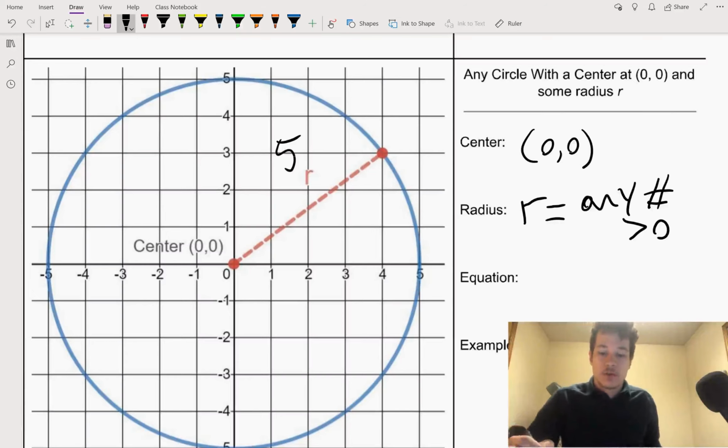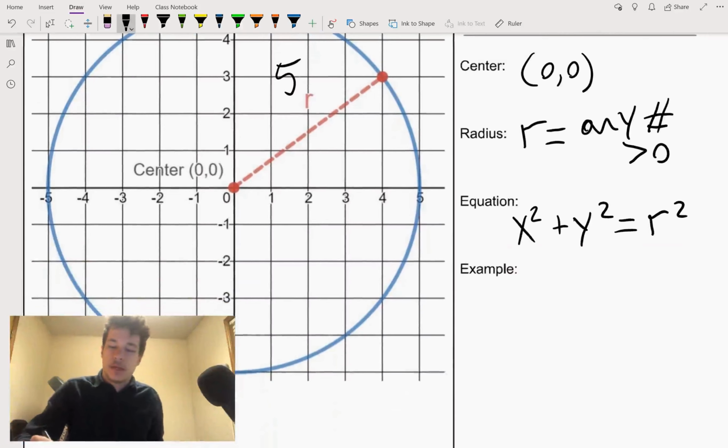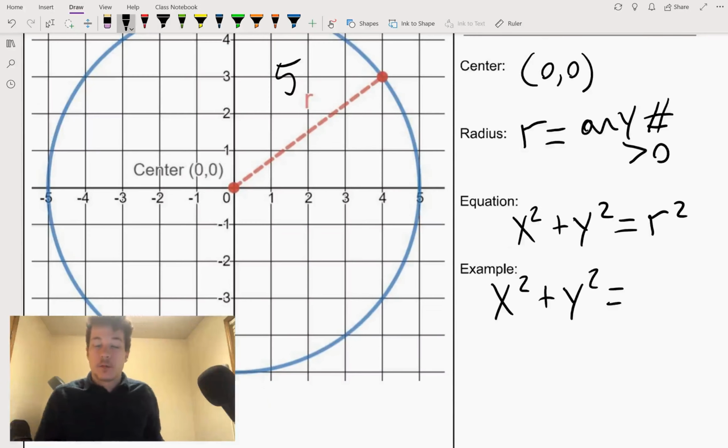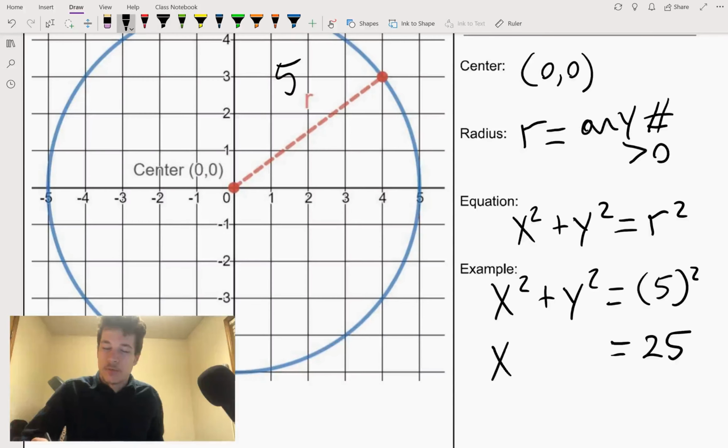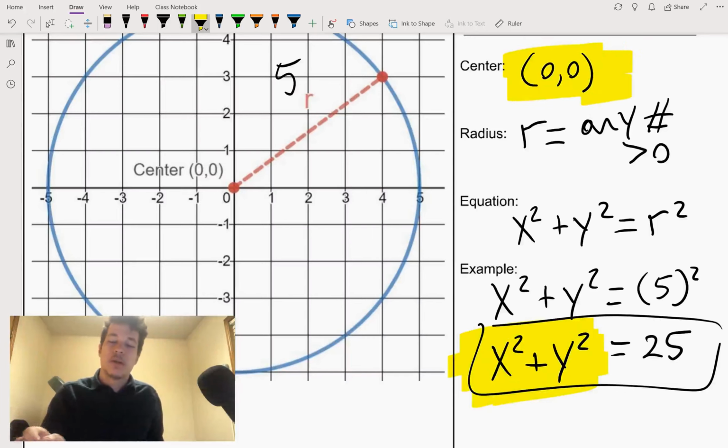The general equation for these types of circles are pretty similar. x squared plus y squared equals r squared. Okay, in the example I gave above, the radius was 5, and if we take 5 squared, that's just 25. So this would be the equation for my example that's graphed to the left there. Okay, notice that the left half of the equation did not change at all, and that's mostly because the center is still at 0, 0.